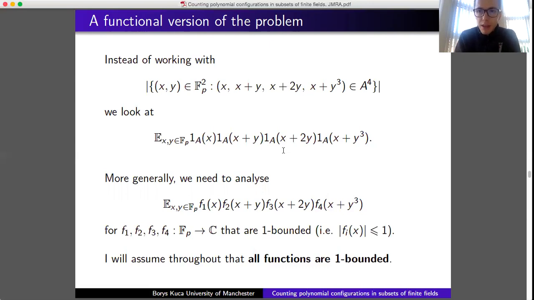So I have to understand this counting operator for any choice of functions from F_p to C. And for the sake of simplicity, I can assume that these functions are one-bounded, meaning that in absolute value they take value at most one. And this is a natural assumption. These functions are defined on a finite set, hence they are all bounded. And so we can always rescale them so that they satisfy this condition. And from now on, I will assume that all the functions that I'm looking at are one-bounded.